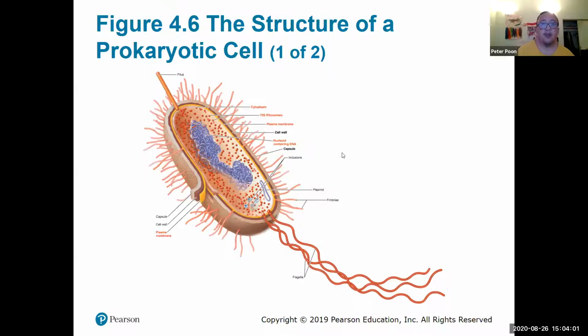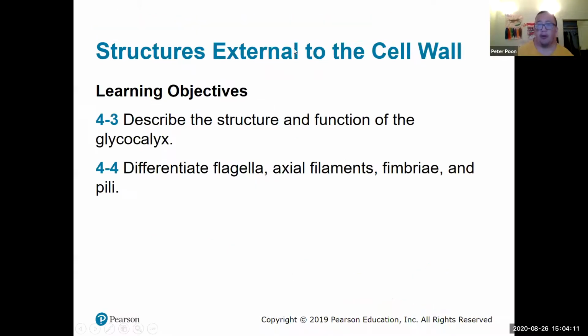So the structure of a prokaryotic cell. In fact, this part will cover prokaryotic cells. The next part will cover eukaryotic cells. So structures external to the cell wall. First, the glycocalyx.